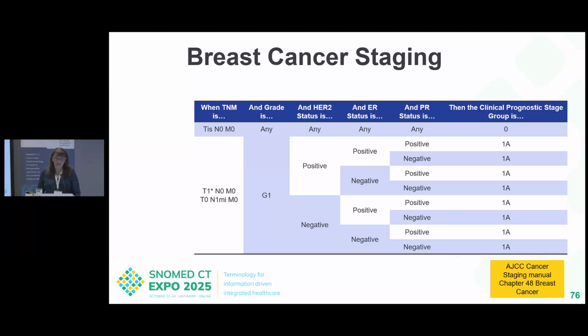As I said earlier, these test results are used for a range of purposes, including downstream staging. So here is an extract from the HACC Staging Manual, Chapter 48 for breast cancer, and it shows how these statuses, particularly the ER/PR and HER2 statuses, are used to determine the clinical prognostic stage group for the cancer. And you'll notice that when you get to staging, all the staging tables care about is whether those statuses are positive or negative. It's very high level.